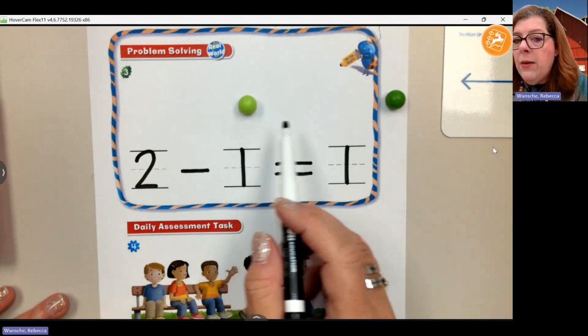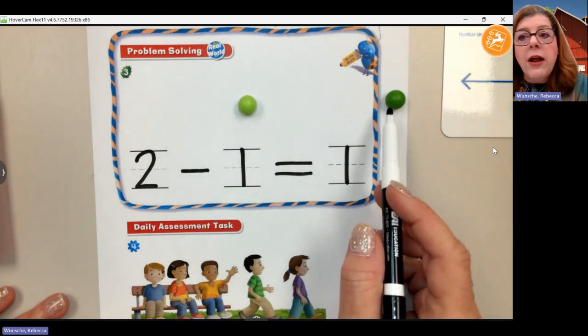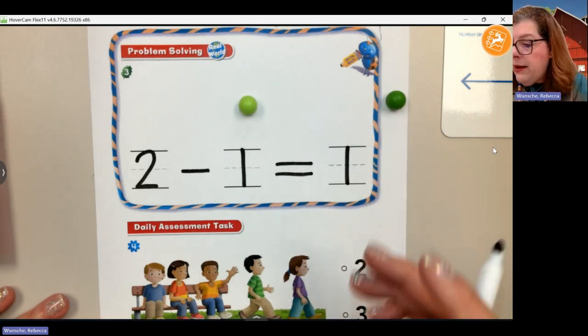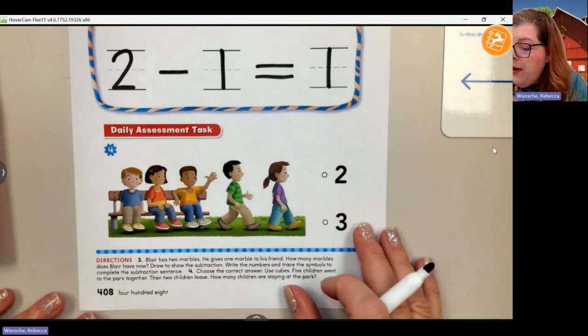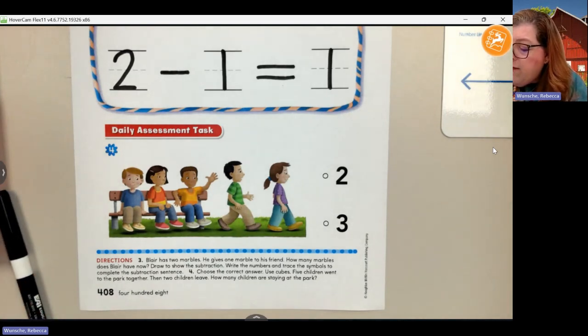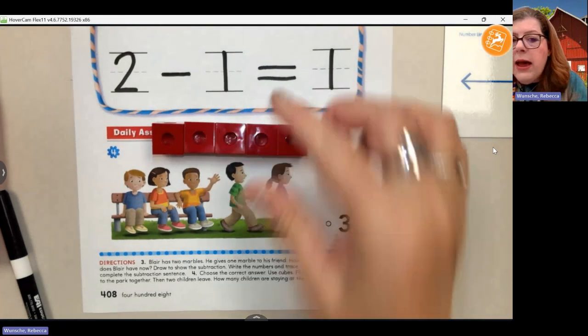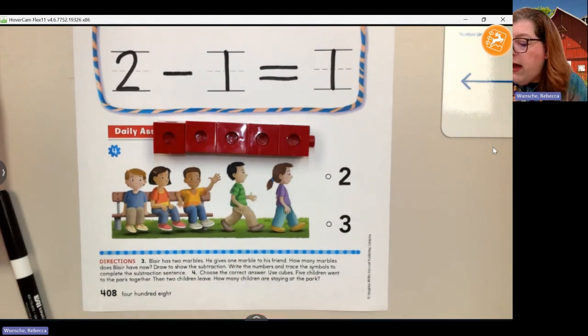So we've separated our marbles now, and you can see that there's a marble here, and there's a marble with my friend. They're not together anymore. They were separated. All right, let's look at our story problem on the bottom. We have some friends in the park. Let's take a look at this. We have 5 children who went to the park together. So I'm going to take 5 of my linking cubes, and I'm going to put my 5 linking cubes together to represent my 5 children who went to the park.